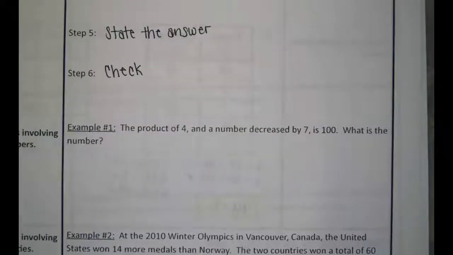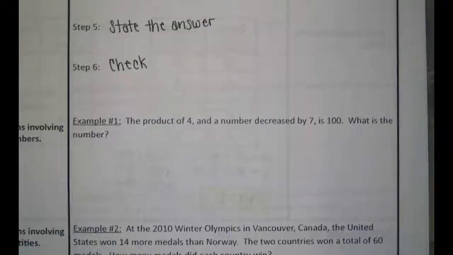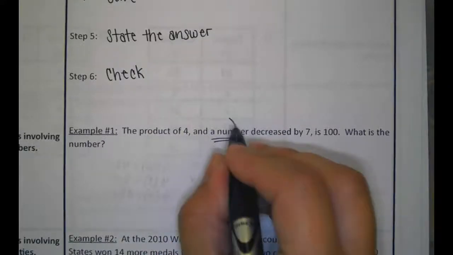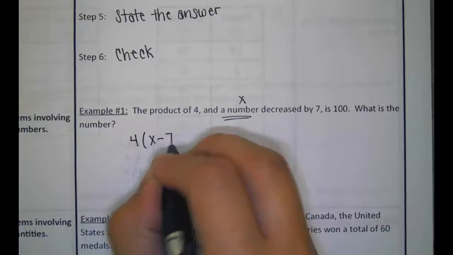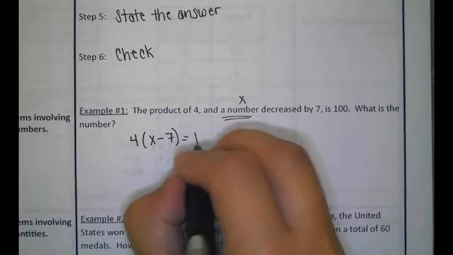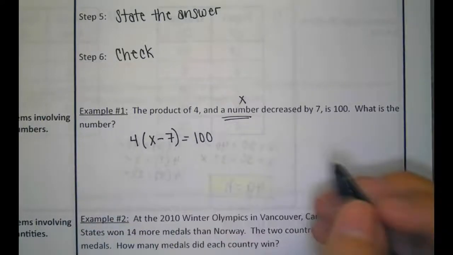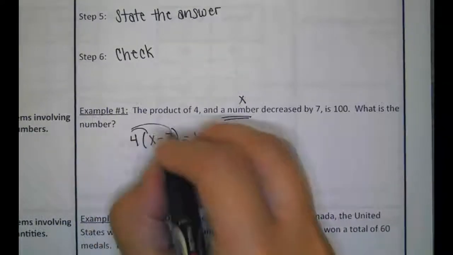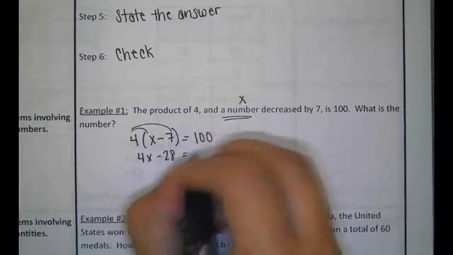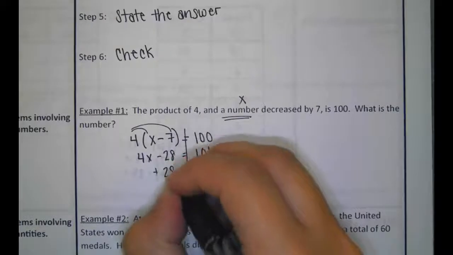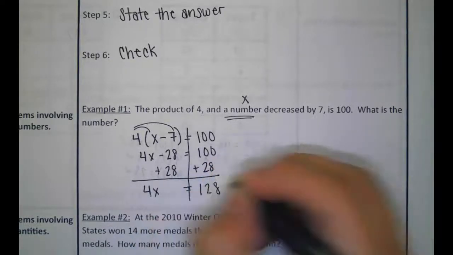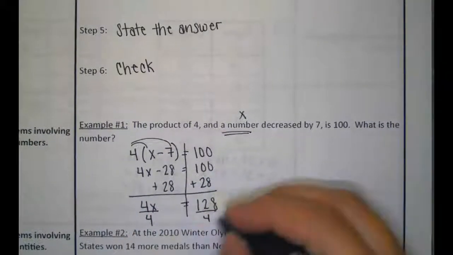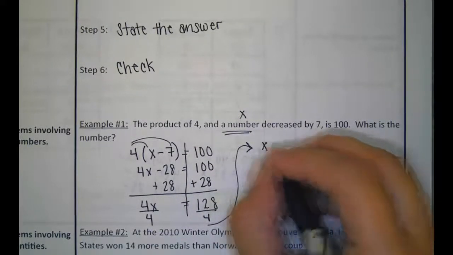For example, the product of 4 and a number decreased by 7. A number is going to be represented by x. The product of 4 and a number decreased by 7 is 100. This is my equation. I'm going to distribute the 4. I've got 4x minus 28 equals 100. I'm going to add 28 to both sides. 4x equals 128. Divide both sides by 4. X equals 32.